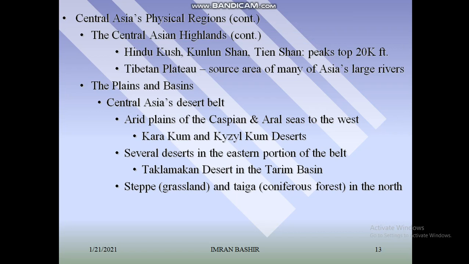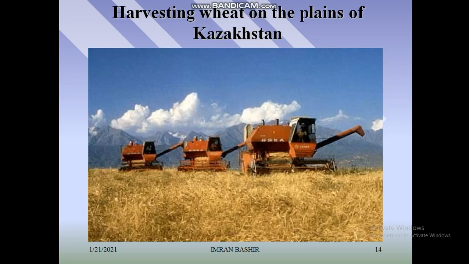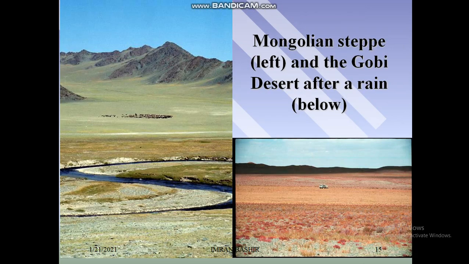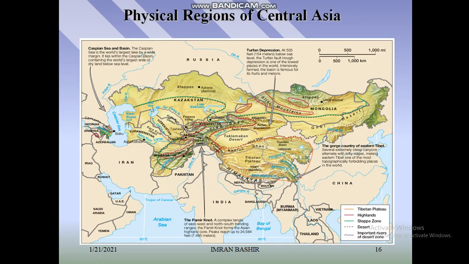Central Asia's desert belt: arid plains of the Caspian and Aral Sea to the west. Karakum and Kyzylkum deserts, and several deserts in the eastern portion of the belt. Taklamakan Desert in the Tarim Basin. Steppe grassland and taiga coniferous forest in the north. Harvesting wheat on the plains of Kazakhstan. Mongolian steppe and Gobi Desert after a rain below. Physical region of Central Asia.